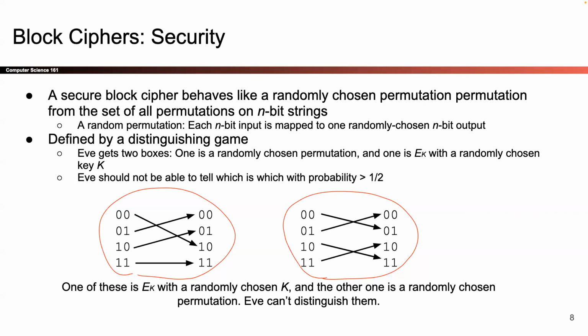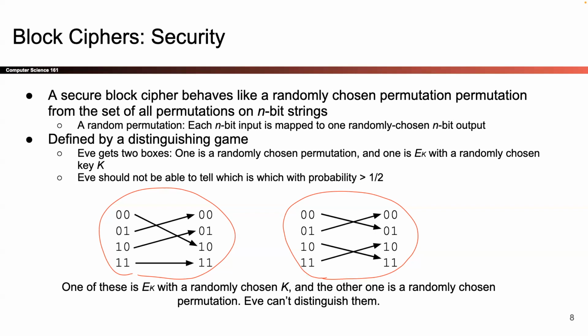And so as Eve, the person who doesn't know K, your challenge in this game is to tell me which of these 2 sets of arrows, which of these 2 functions, is the output of E sub K for some chosen K, and which is the one where I dropped the arrows at random. Do you know? If you have no way of guessing this with probability greater than 1/2, that means our block cipher with some fixed K is behaving like a random permutation, because from the perspective of someone who doesn't know K, it looks more or less random.